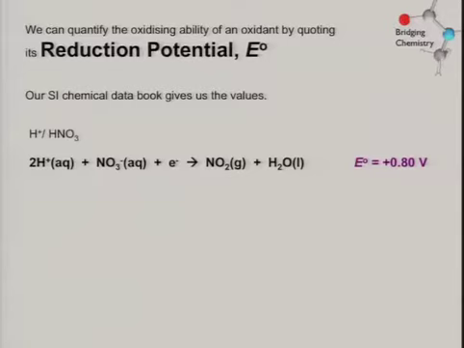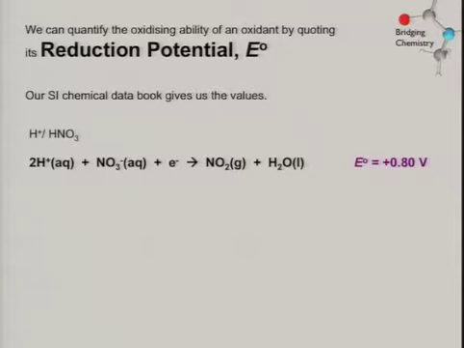You can look up these numbers in books. We're going to look a bit later about where the numbers come from. But for the reactions that we're talking about at the moment, you can go and look up in your SI chemical data book the values for the reduction potentials, and you find that for this nitric acid one that we've just been talking about, the value for E standard is plus 0.80 volts. The unit of the reduction potential is volts. And again, we're going to see why that is after morning tea.